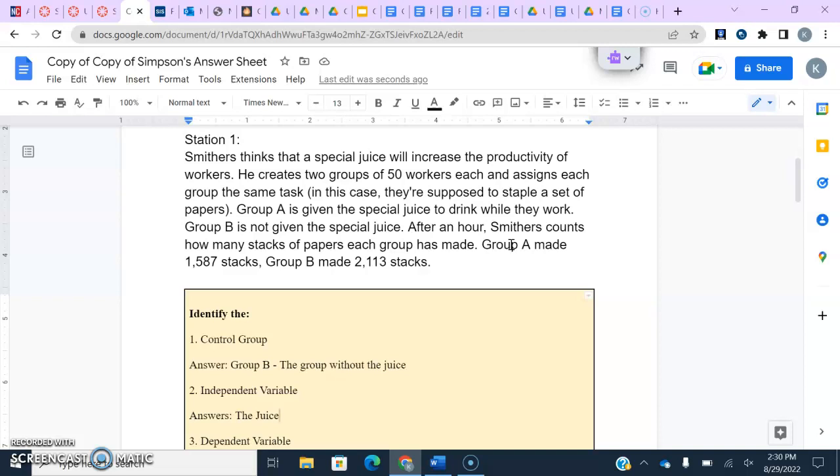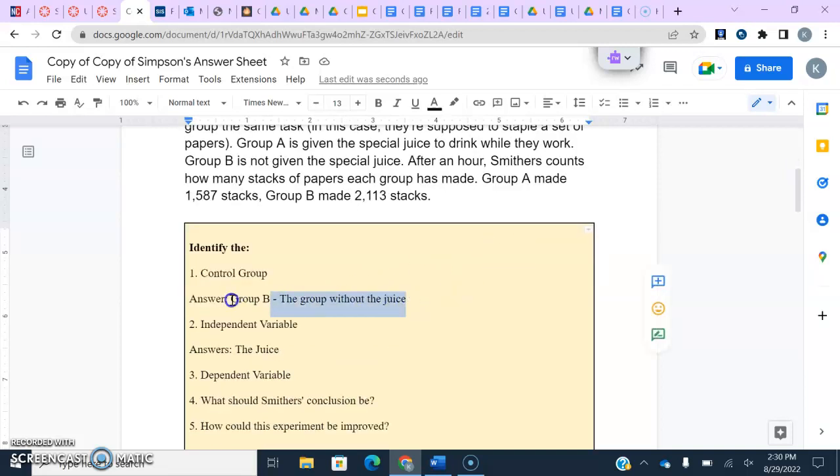Okay, so the juice is what he is manipulating. It's what he's giving the workers. It's the independent variable. And let me make these bold really quick so you guys can see the answers a little bit better.